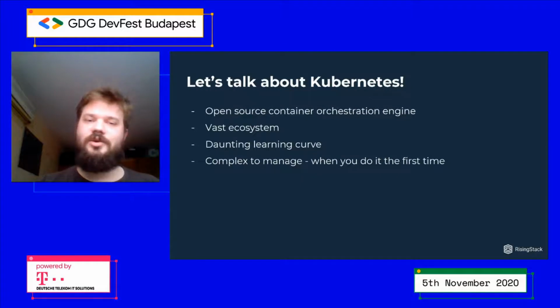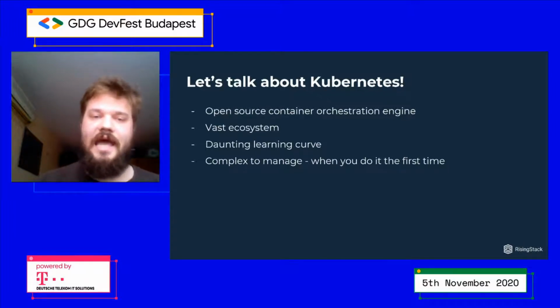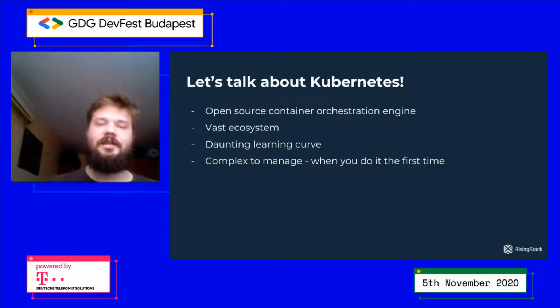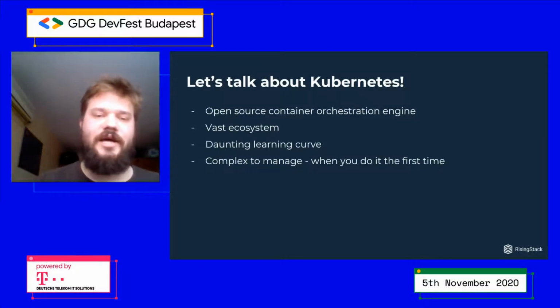So let's talk a little bit about Kubernetes itself. It's an open source container orchestration engine, has a vast ecosystem. So basically, if you run into any kind of problem, there's probably a library somewhere on the internet that already solves it. But it also has a daunting learning curve, and initially it's pretty complex to manage.